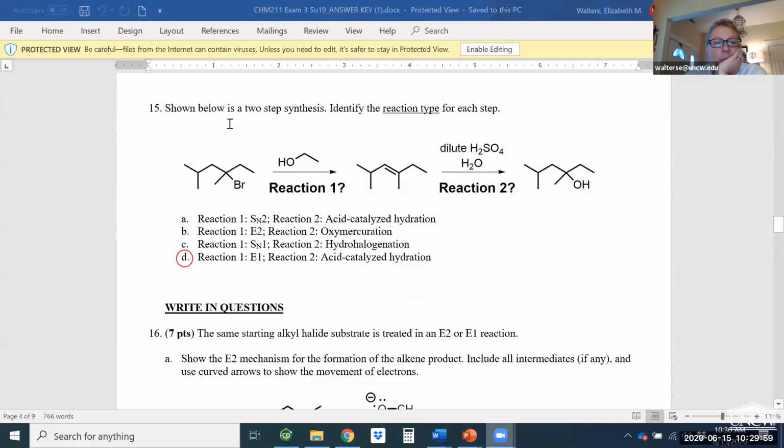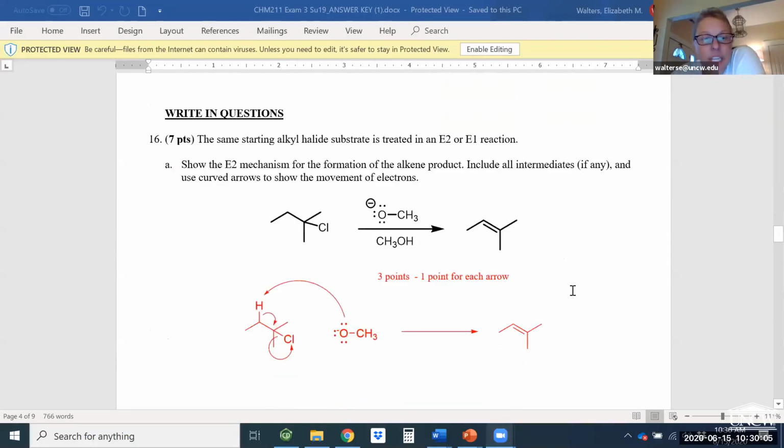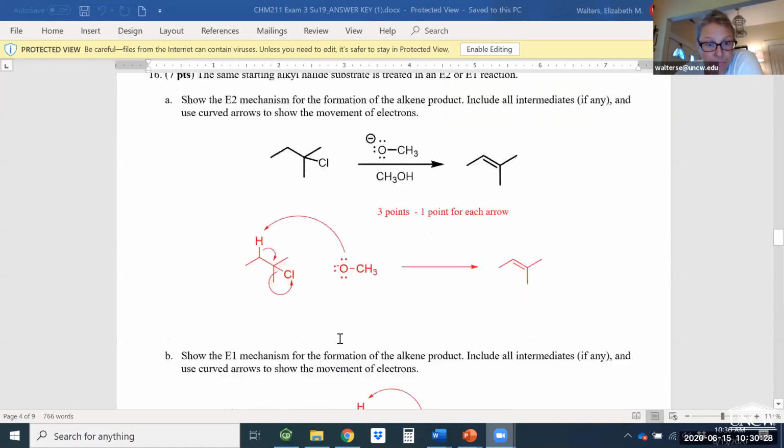Okay, now the rest are write-ins. And so if we just take a look at what's in the write-ins. This is asking about mechanisms. So in a write-in question, can you draw the correct mechanism? In a multiple choice, it would have to be, can you recognize the arrows required in the correct mechanism? So that would be the number of arrows involved and the direction of those arrows.